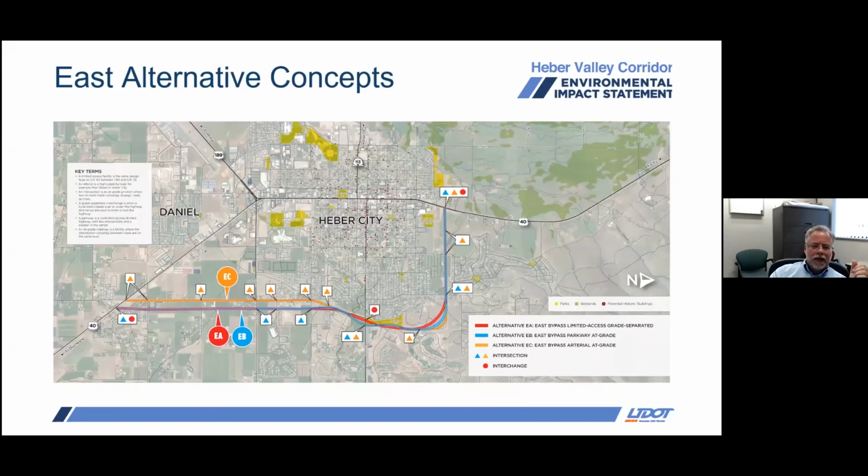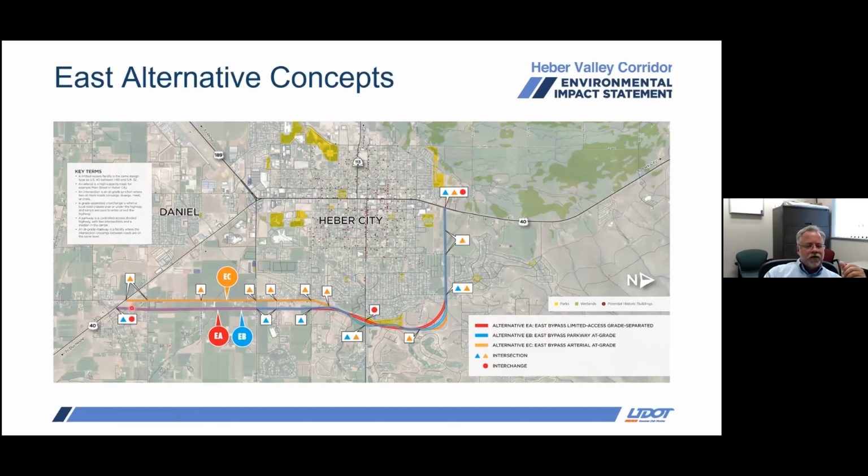Currently, we're looking at 3 east bypass alternatives. They're labeled EA, EB, and EC. Once again, we're showing all these concepts in this figure to be able to highlight the similarities and the differences. And I'll be going through each one of these alternatives individually here in a moment.